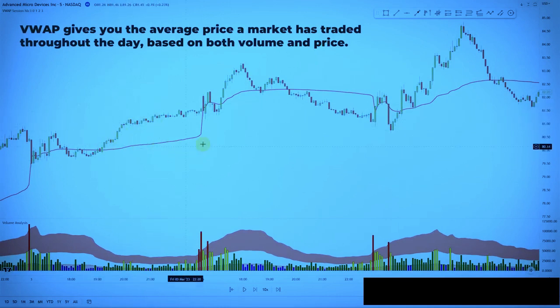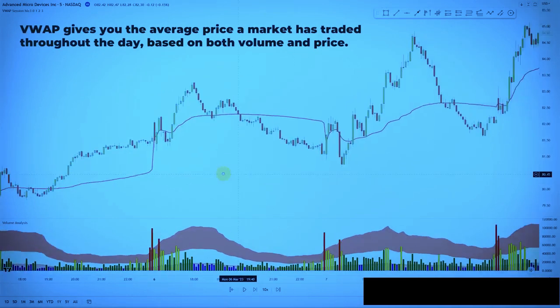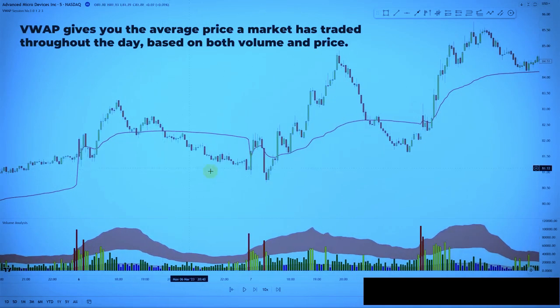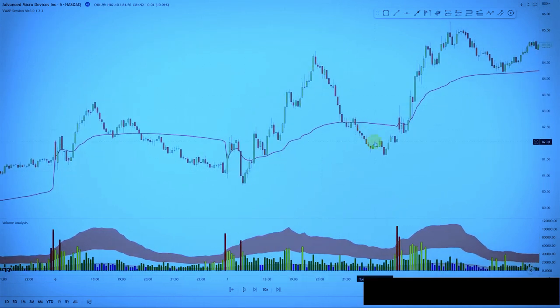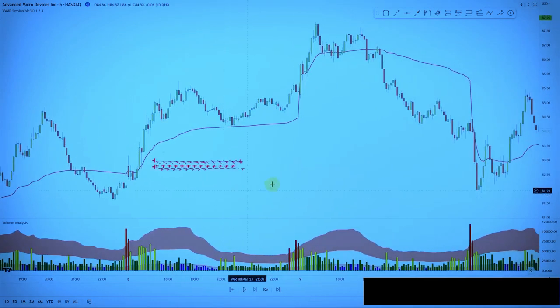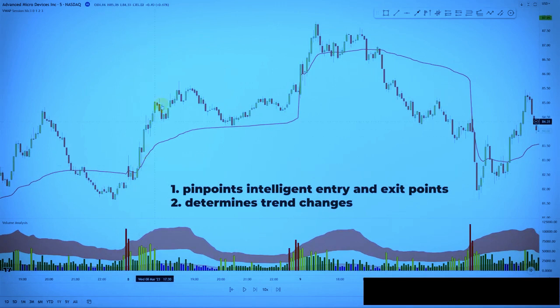The VWAP appears as a single line on intraday charts, similar to a moving average. VWAP is a simple indicator. The price is either above it or below it. That's why it's an easy measurement on whether a market is cheap or expensive on the day. You can use it to help you pinpoint intelligent entry and exit points for your day trades, and at the same time, it can help you to determine trend changes, often quicker than a moving average.